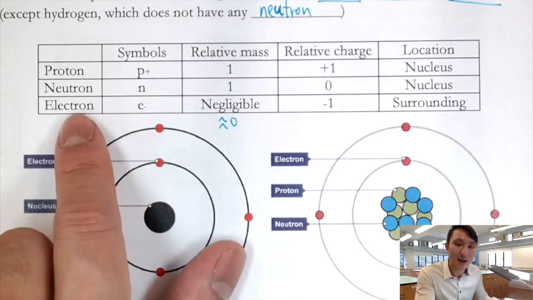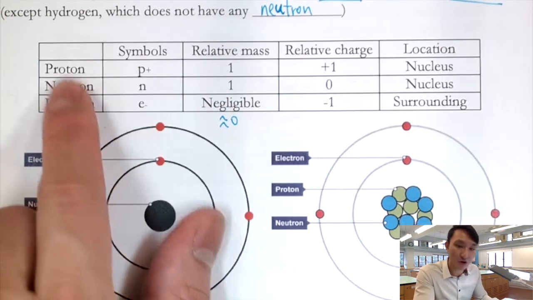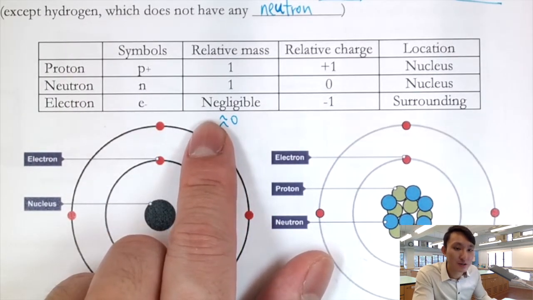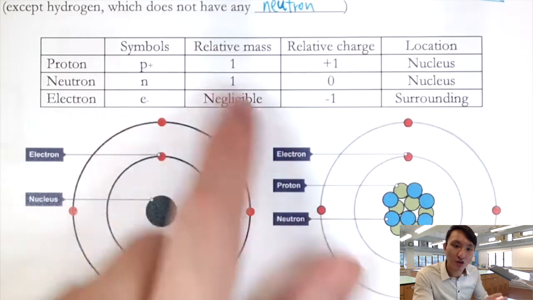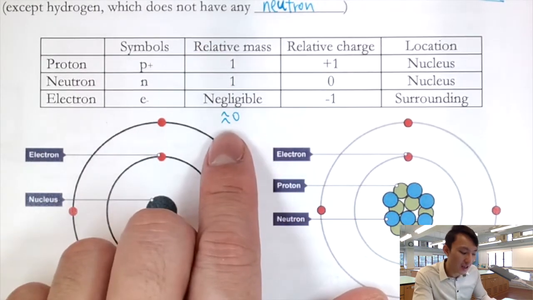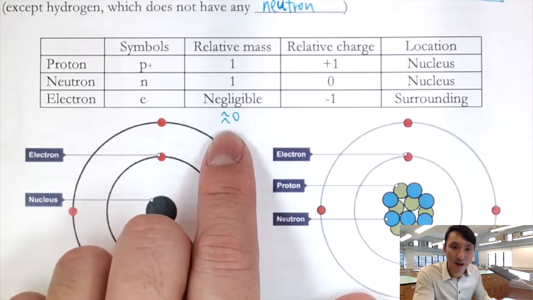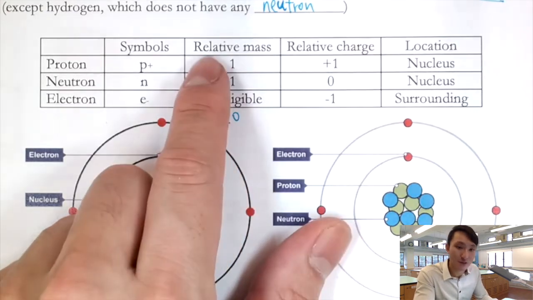And when we compare the mass of an electron with a proton, it turns out that the electron is around 2,000 times lighter than the proton. So light that we can forget about it. So let's just say it is like 0. Okay? So that's the idea about relative mass.